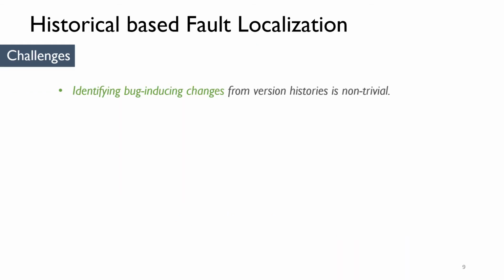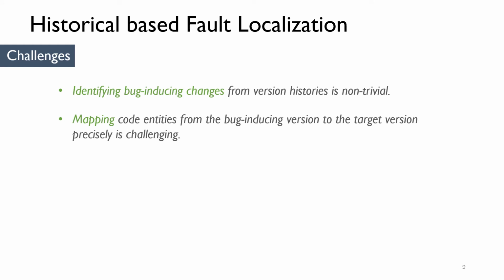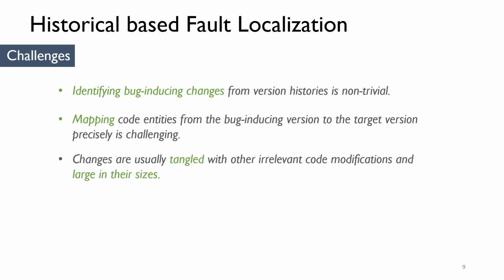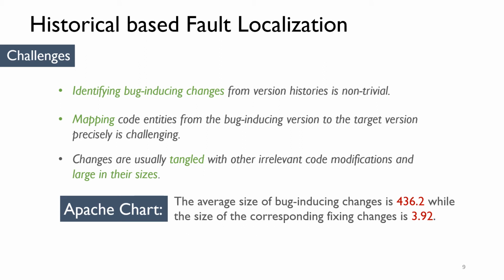However, there are 3 major challenges for us to build the historical spectrum. First, identifying bug-inducing changes from version histories is non-trivial. Second, mapping the code entities from the bug-inducing version to the target version precisely is a challenge. Third, changes are usually tangled with other irrelevant code modifications and large in size. Therefore, even if we have identified the bug-inducing changes, precisely locating the buggy statements is still non-trivial. Here we show an example of a pie chart. It shows that the average size of the bug-inducing changes contains over 400 lines of statements, while the size of the associated fixing changes contains less than 4 statements.